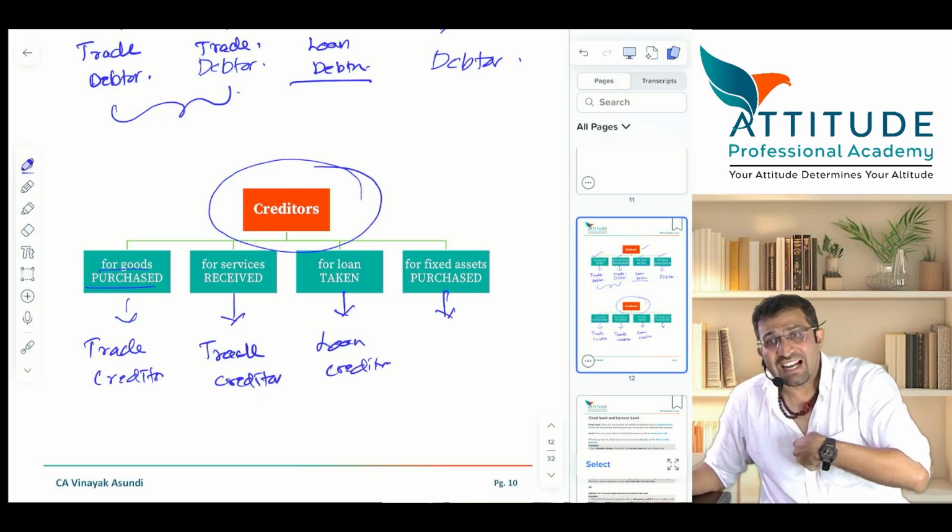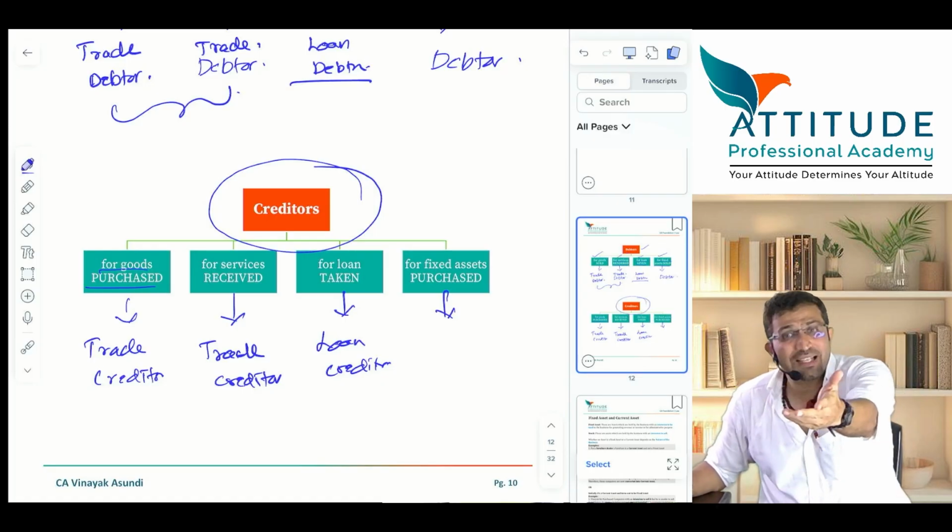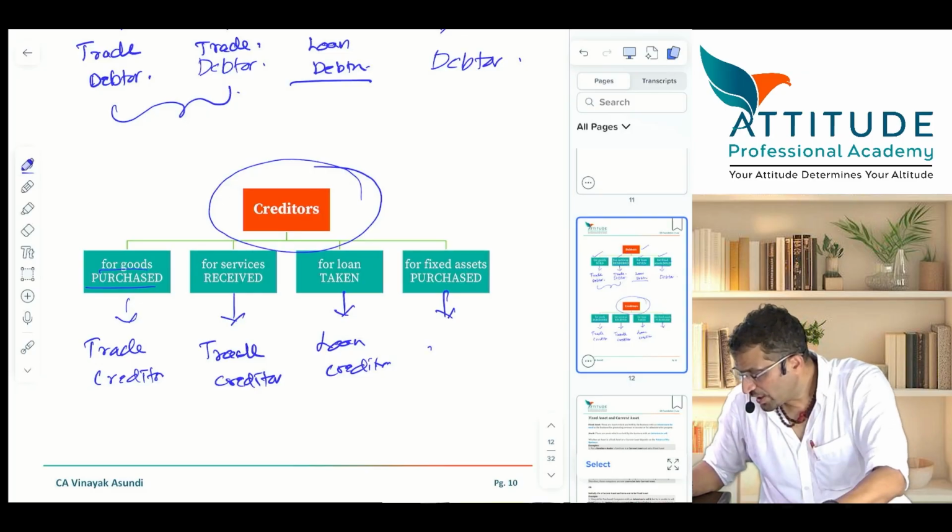Here, I have purchased an AC from you. Correct? I have yet to pay the money. So for me, you are a creditor for fixed assets purchased.